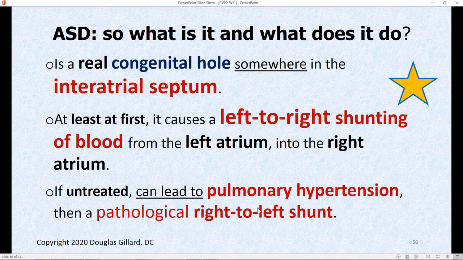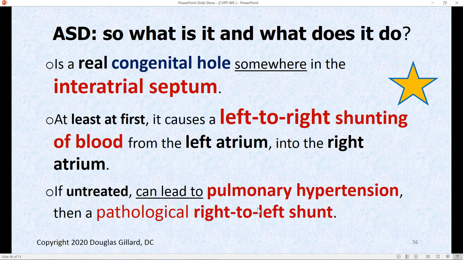And so the babies who are born will have a shunting of blood from the left atrium to the right atrium. And as I said, the body tolerates pretty well the losing of oxygenated blood. It doesn't tolerate the mixing or the poisoning of oxygenated blood. So the little baby does pretty good until he starts playing and doing things that require more oxygen. And then he can't get the oxygen because he is losing some of the oxygenated blood. But the key is, at first, it will be a left-to-right shunting of blood.